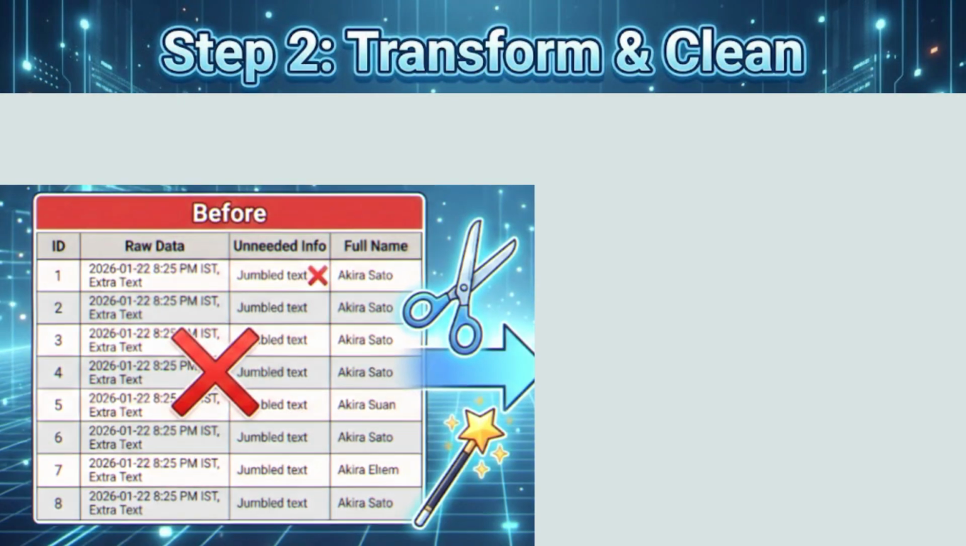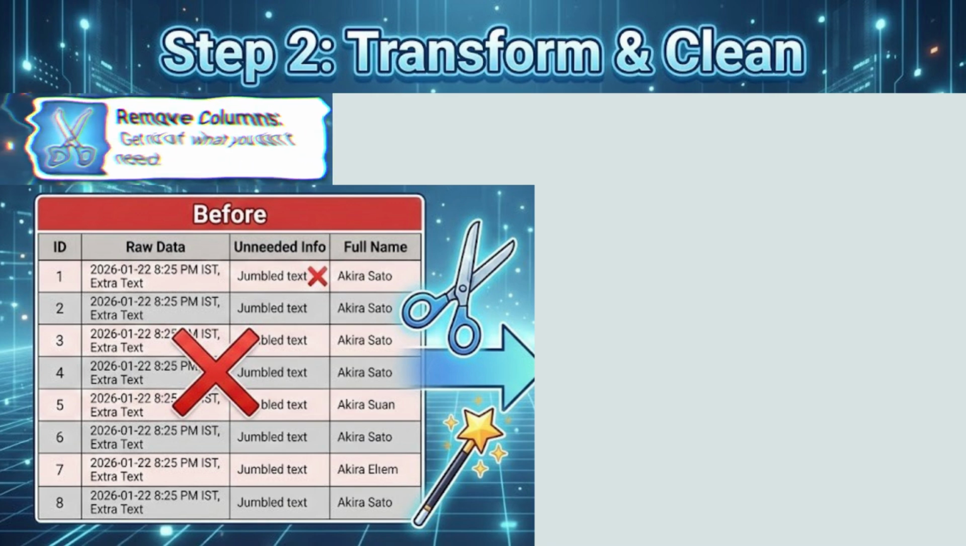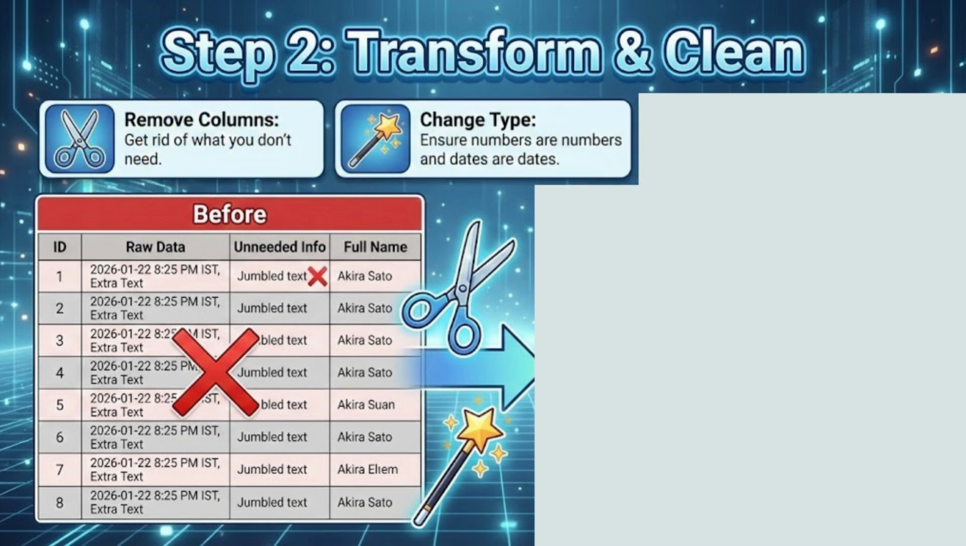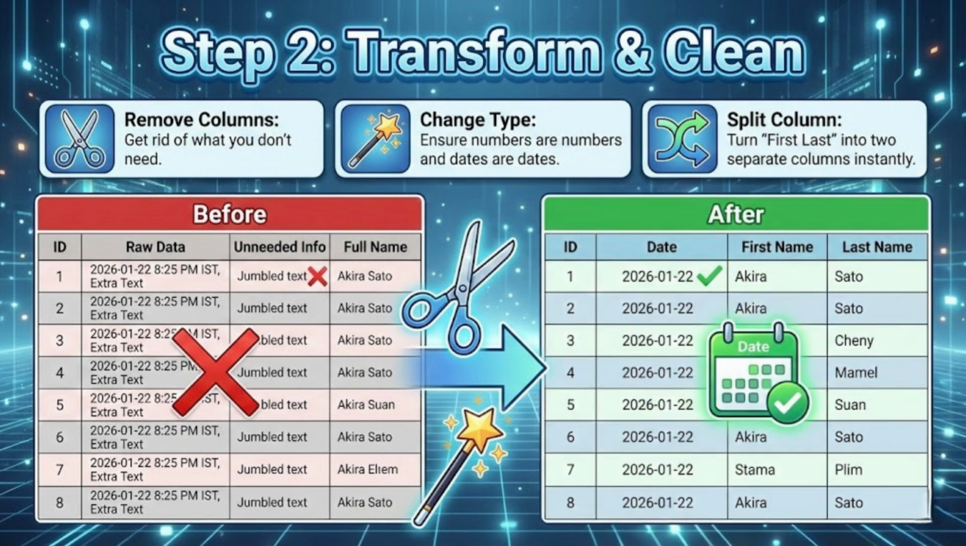Step 2. Transform. Look at this mess on the left. Jumbled text, extra headers. We use the ribbon tools. Remove columns. Get rid of the noise. Change type. Tell Excel that date is date, not text. This is crucial for time intelligence. Split column. Turn first last into 2 columns. Notice the after picture on the right. This is what we want. Clean, structured data.